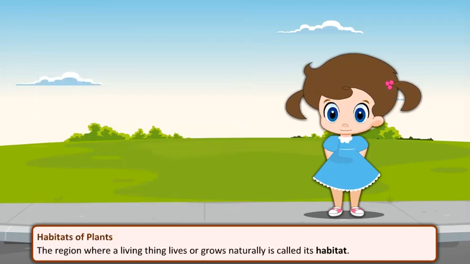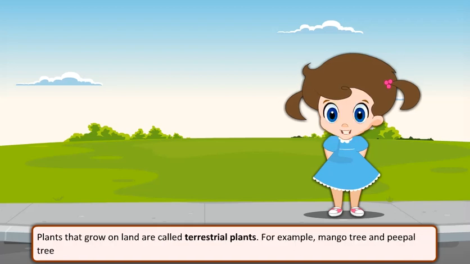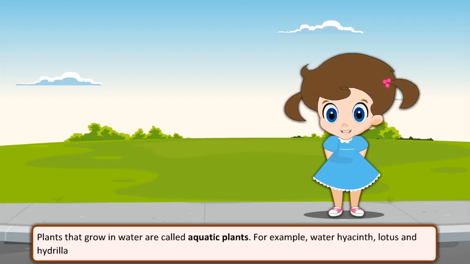Habitats of plants. The region where a living thing lives or grows naturally is called its habitat. Plants can be divided into two types on the basis of their habitat: terrestrial plants and aquatic plants. Plants that grow on land are called terrestrial plants. For example, mango tree and peepal tree. Plants that grow in water are called aquatic plants. For example, water hyacinth, lotus and hydrilla.